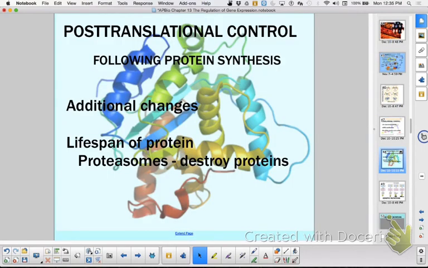It has to be folded in its correct shape in order to be functional. Some of the amino acids might actually have to be cut out of it before it's functional. Okay? Okay. Do you need me? Okay. So, how long does that protein last?